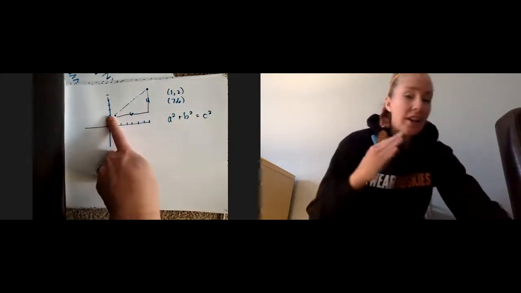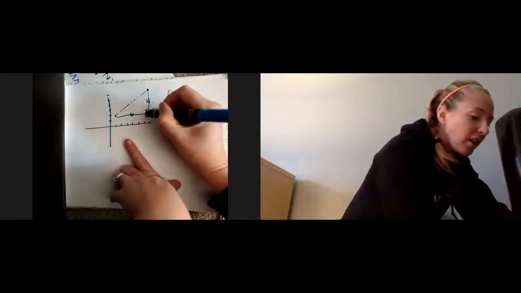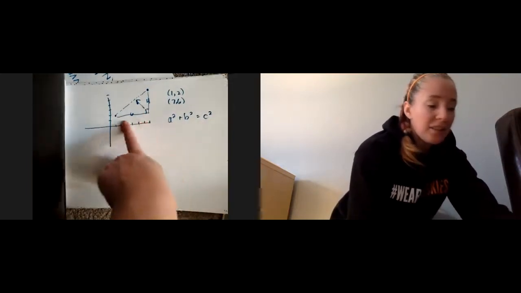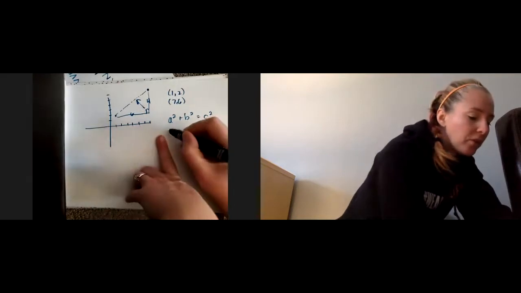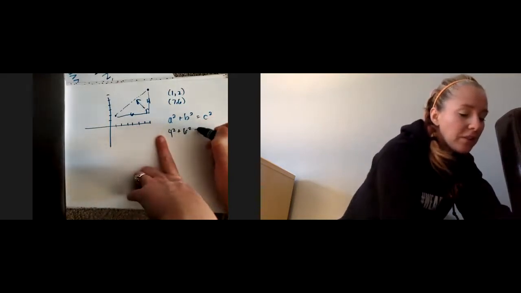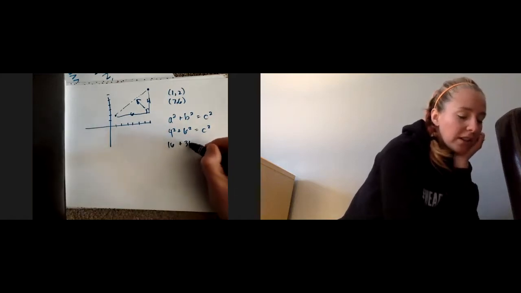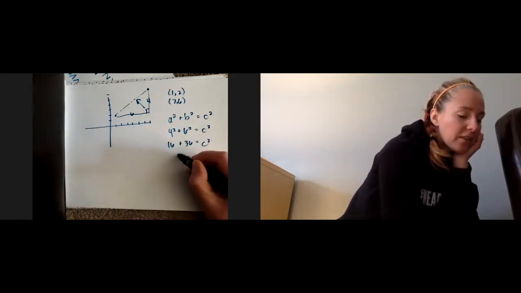And this long side across from that perfect corner is our c, always our c. So that's what we don't know. A could be, it doesn't matter, 4 or 6. So let's do 4 squared plus 6 squared equals c squared. 4 squared is 16. 6 squared is 36. That is 52.